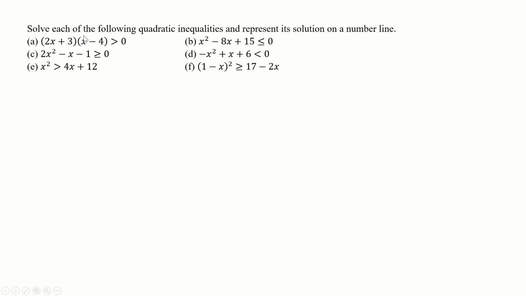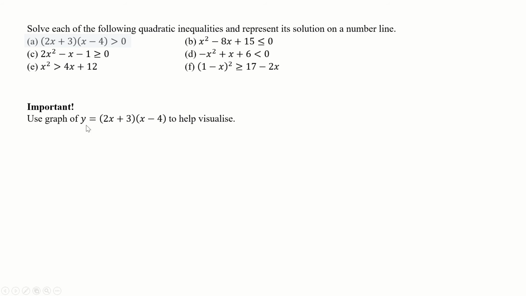In this question, we're required to solve quadratic inequalities. So there are many parts over here, but we'll look at an example together using A. Okay, when you have to solve quadratic inequalities, remember that it's important to sketch the graph. We have to use the graph to help us visualize.